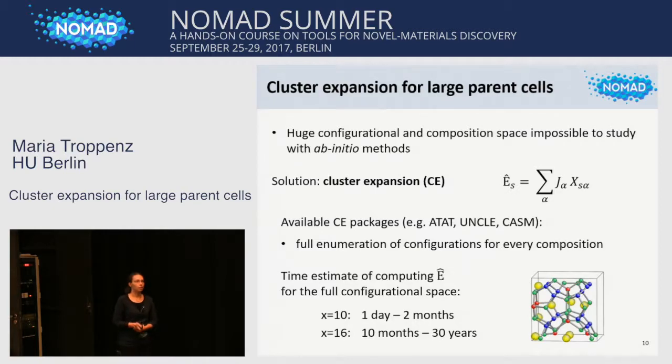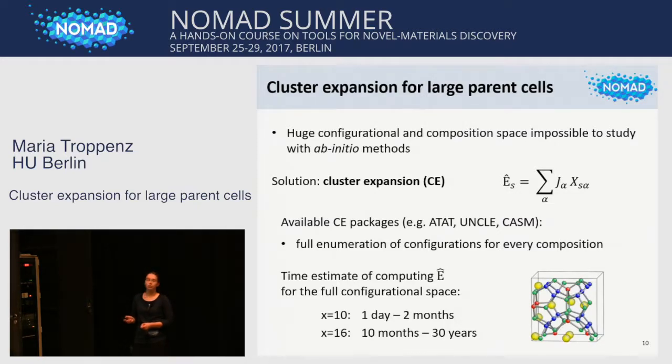There are several packages where this is implemented. These packages usually make a full enumeration of configurations for each composition. And for the clathrates, we saw that there's a combinatorial explosion. And I just want to point out what that means.